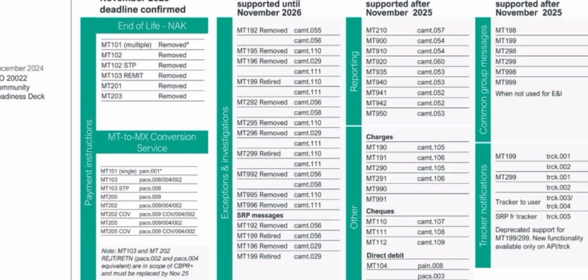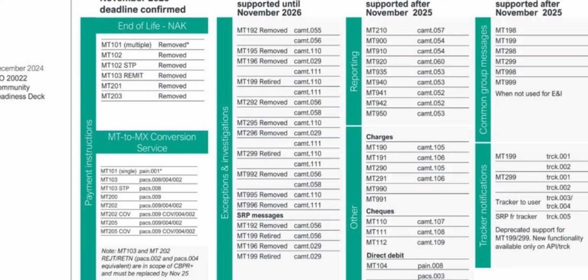Direct debit related messages: MT104 equivalent to PAIN.008 and PAIN.007, MT107 equivalent to PAIN.007, MT204 equivalent to your PAIN.010. These are deprecated but supported after November 2025. These are some other messages which include charges, checks and direct debit.